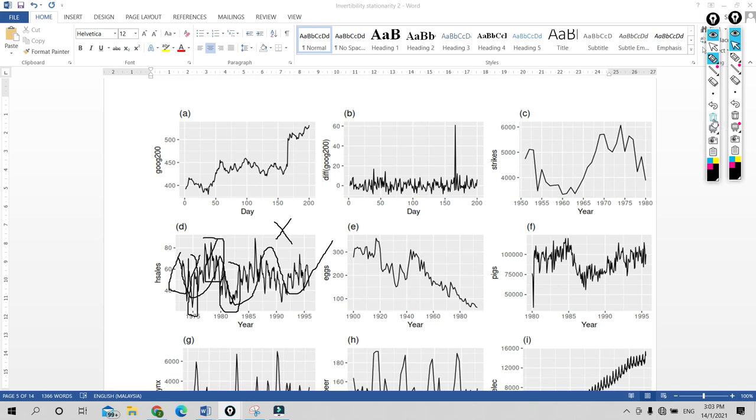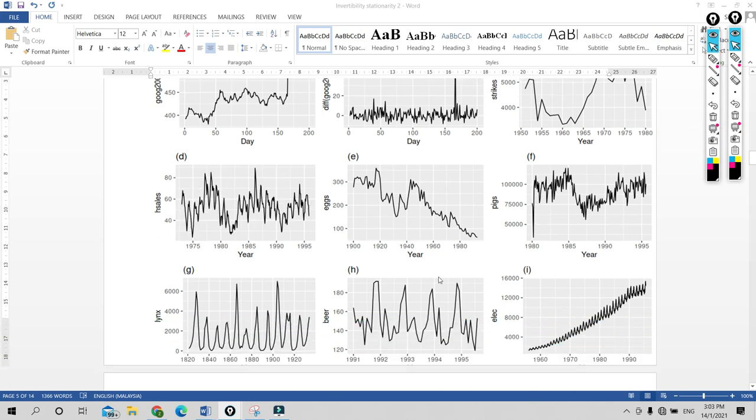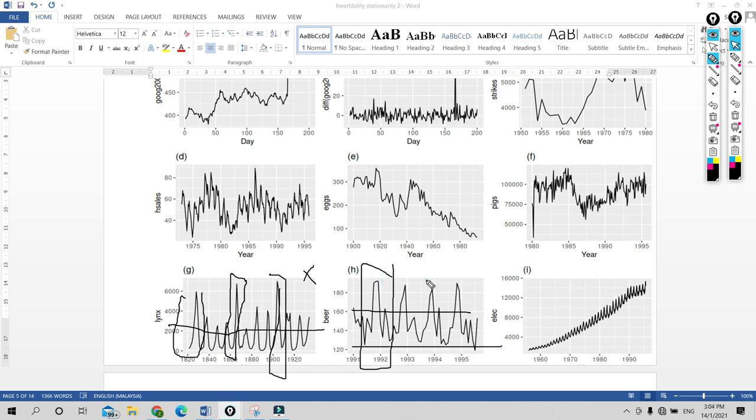What about this one? The mean here is quite flat, but the variance is inconsistent. It's a very high variance here, and here is a very high variance. So this also cannot be considered as stationarity. What about this one? The variance here is quite not flat, and when it comes to this part, the variance goes up here. This also cannot be considered as stationarity.